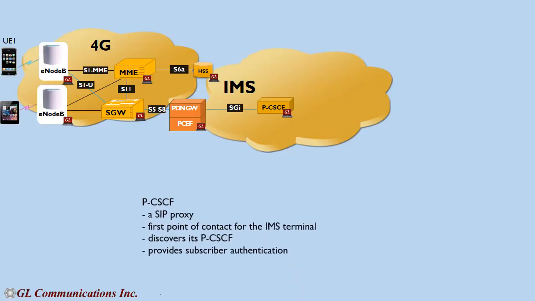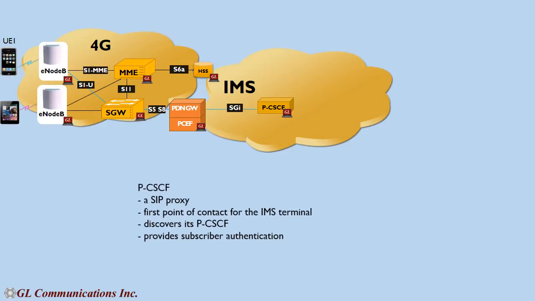Proxy CSCF, or the PCSCF. PCSCF is a SIP proxy that is the first point of contact for the IMS terminal. The terminal discovers its PCSCF with DHCP, or it may be configured in the ISIM or assigned in the PDP context. It provides subscriber authentication and may establish an Internet Protocol Security, IPsec, or TLS security association with the IMS terminal. It can also compress and decompress SIP messages using signaling compression, which reduces the round-trip over slow radio links.